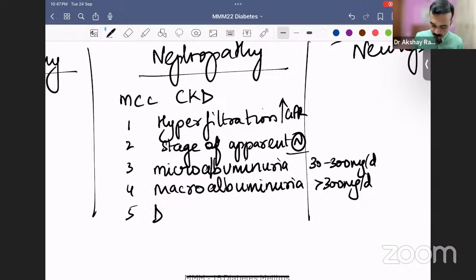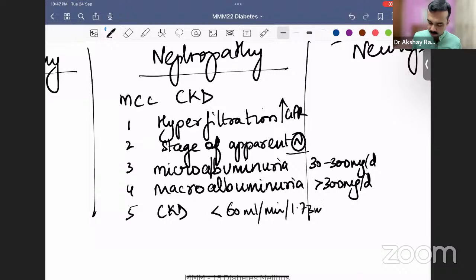And finally, CKD, chronic kidney disease. This is when the GFR comes below 60 ml per minute per 1.73 square meter for at least 3 months. Then it is called CKD. But if it is because of diabetes, it's called diabetic CKD, also called DKD.